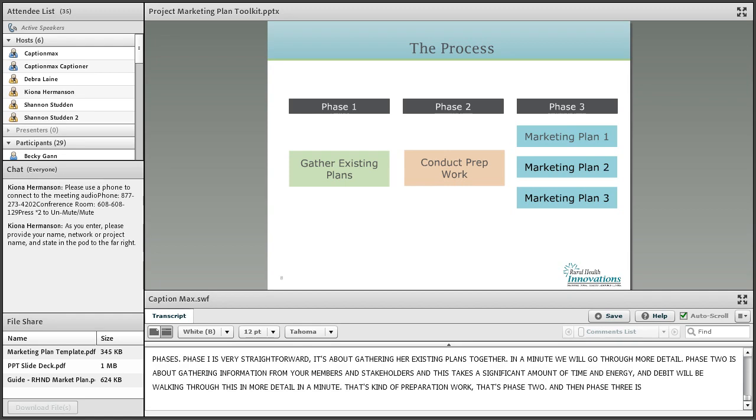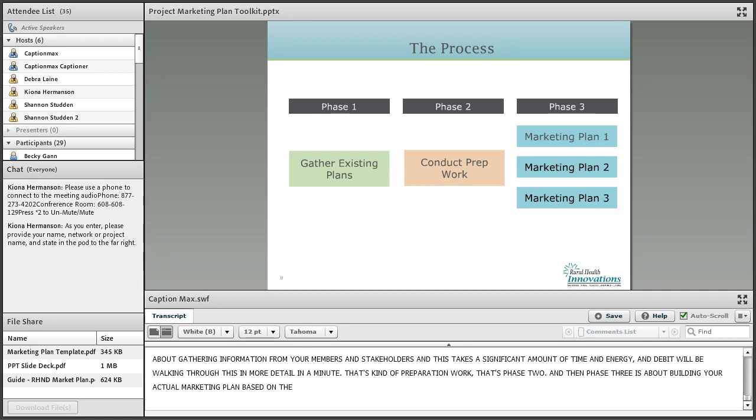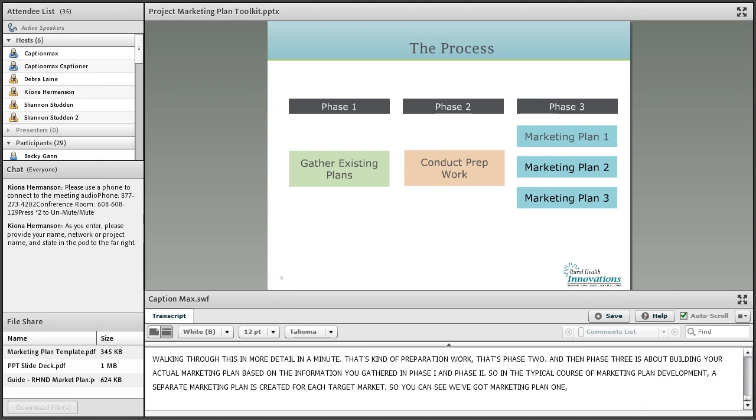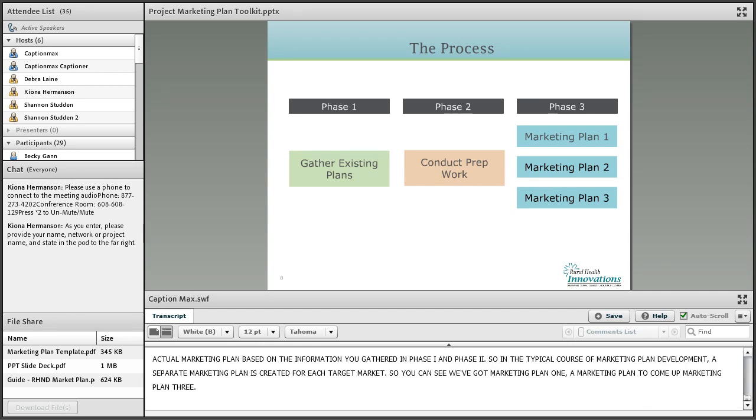So that's the preparation work. That's phase 2. And then phase 3 is about building your actual marketing plan based on the information you've gathered in phase 1 and phase 2. In the typical course of marketing plan development, a separate marketing plan is created for each target market. So you can see on this slide, we've got marketing plan 1, marketing plan 2, marketing plan 3, each of those designed specifically for a different target market.